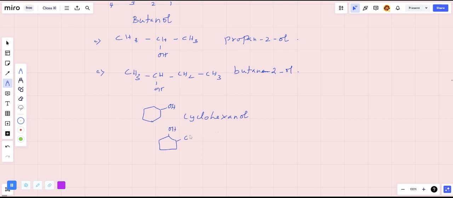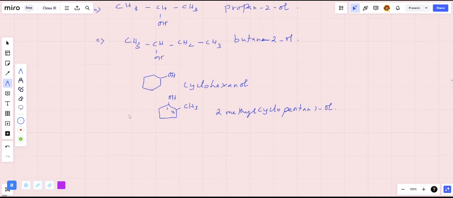If groups or substituents are attached to this, the functional group will get the lowest number. So it is 1 and this one is 2. So this is 2-methyl, the second position has a methyl group attached: 2-methylcyclopentanol. Cyclopentan-1-ol or cyclopentanol, anything. This is all about the IUPAC naming of alcohol.